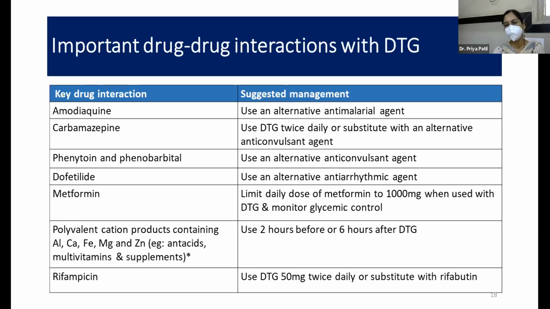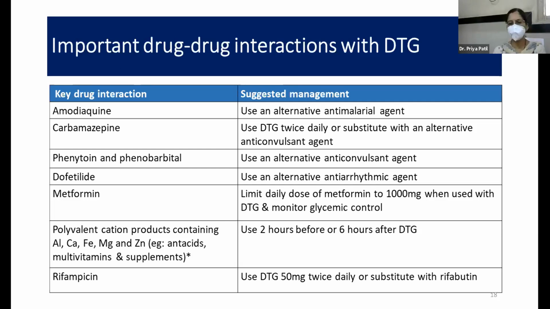So to avoid adverse effects, it is advisable to limit the daily dose of metformin to 1000 mg when used with dolutegravir, and monitor glycemic control. So if the sugars are not controlled with the 1000 mg metformin, then we have to give other anti-diabetic agents, like we can give gliptins, teneligliptin, or we can use glimepiride and other drugs.